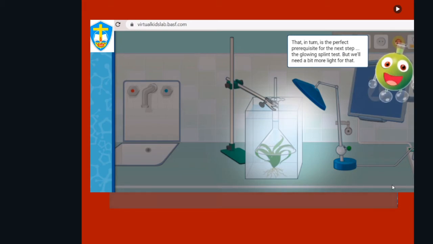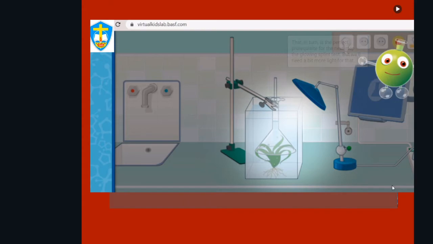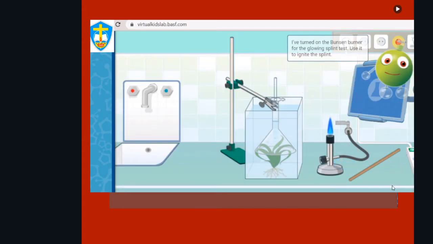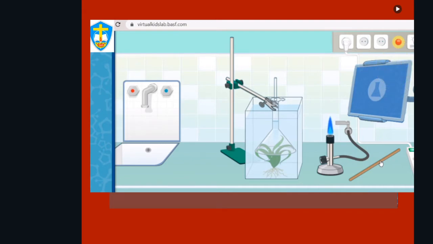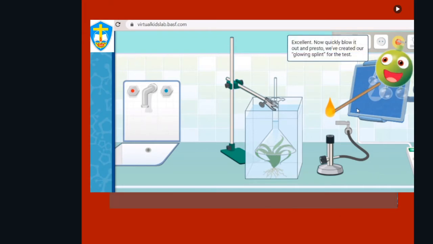That, in turn, is the perfect prerequisite for the next step, the glowing splint test. But we'll need a bit more light for that. I've turned on the Bunsen burner for the glowing splint test. Use it to ignite the splint. Excellent. Now, quickly blow it out, and presto! We've created our glowing splint for the test.